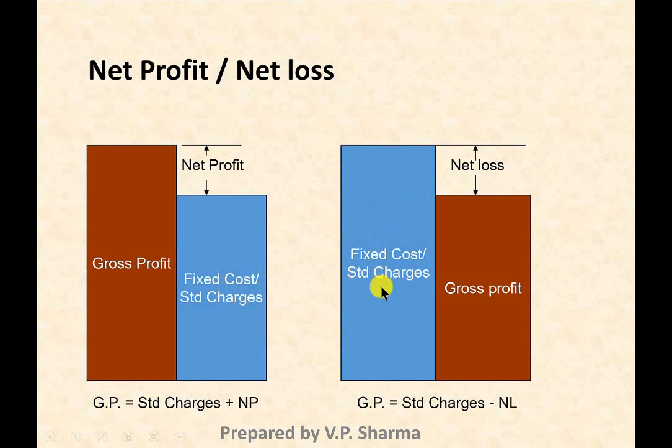If the standing charges are more than the gross profit, say the standing charges are 30 and the gross profit is 20, then instead of net profit, the unit will suffer a net loss of 10. So in this situation, the formula to compute gross profit would be standing charges minus net loss. So here's the formula.